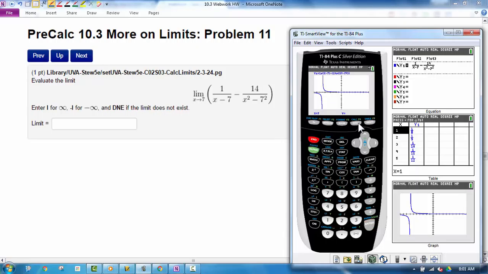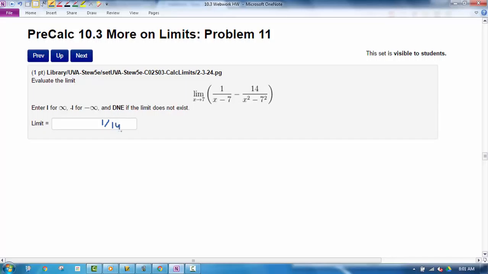Let's try 6. Let's do second calculate value at 6. And we get 1 over 13. Let's try one bigger than 7. Let's try 8 now. Second calculate value at 8, and we get 1 over 15. So it's not hard to see that in between those would be 1 over 14. So we can use 1 over 14 as our value for the limit.